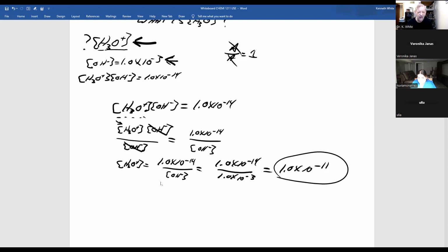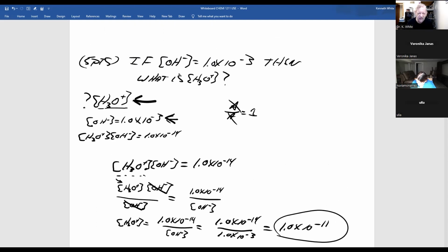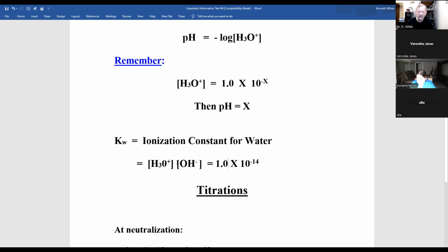And again, the key is knowing what you are being asked to find, what you are given, and also from important information, test number 4, Kw, not named after me, but I wish it was. Every time I see it, I say, oh, I'm that great, they named something after me. I wish. But Kw equals the hydronium ion concentration times the hydroxide, 1.0 times 10 to the minus 14. Remember, important information, test number 4, you'll be given that. Good news, you don't have to memorize it.